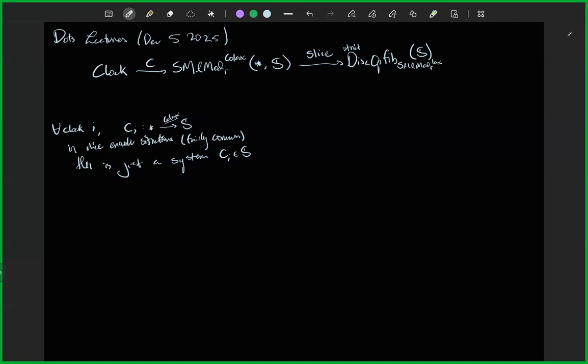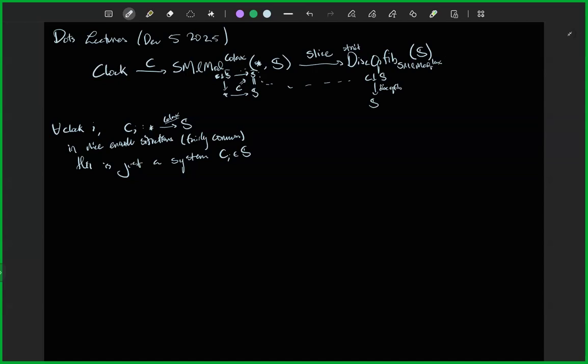So what does this mean? Well, I have something like this, C, and then I take the comma like this, and this is what we call the slice C down arrow S. And this thing here is what we send over here. This is a discrete opfibration, and it is in fact a strict morphism.